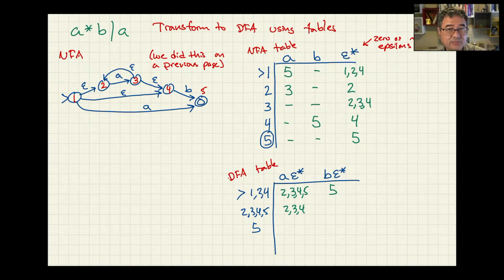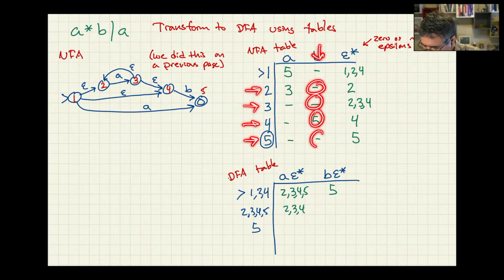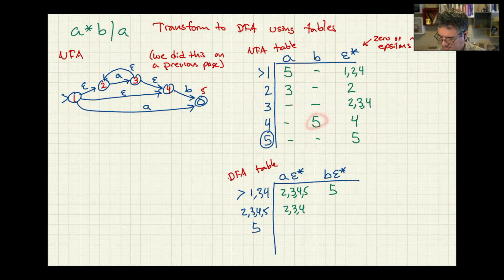Now we're going to do the same thing for B's. 2, 3, 4, 5. B. Combine everything you see there, which is 5. Come over to the 5 row. Look at the epsilon star column. Write down what you see. We added 2, 3, 4 as a new state. So we're going to put that on the left. And then keep going. Here's 5.